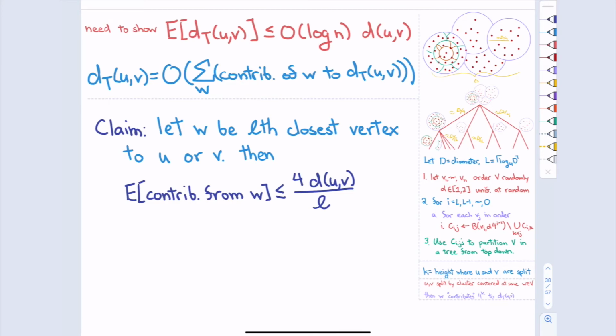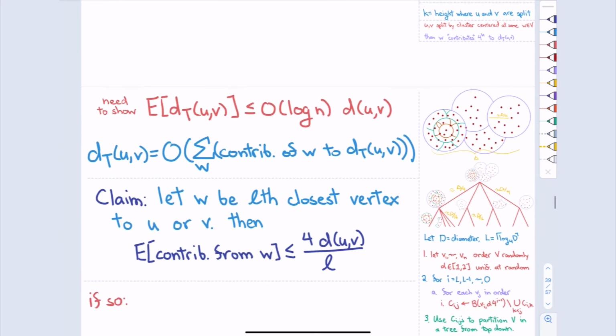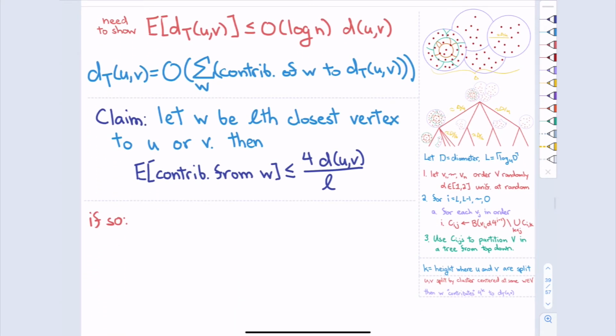All right, so before proving this, why is this useful? Let's say this claim is true. There's some expected contribution that's decaying in the ranking. Why does that give me the bound I seek?